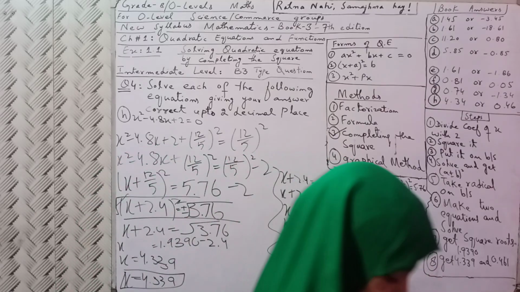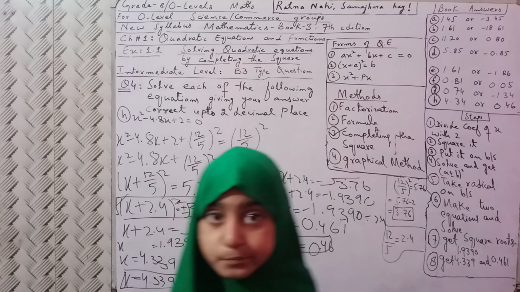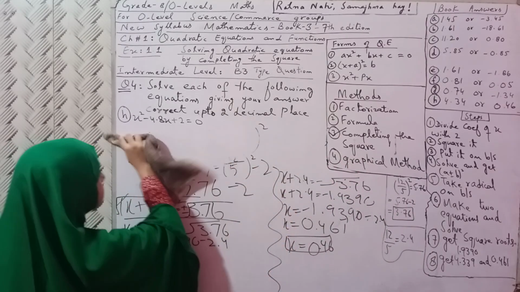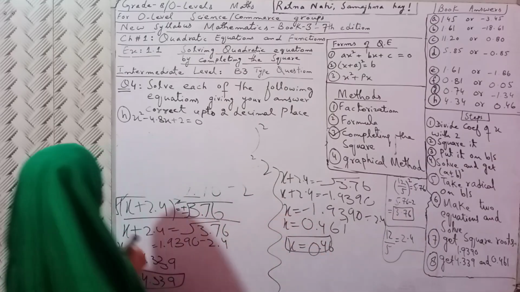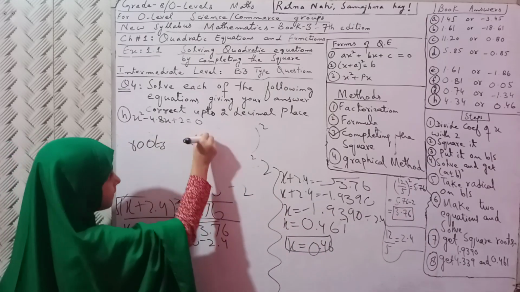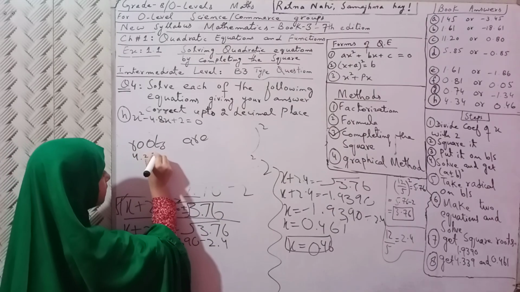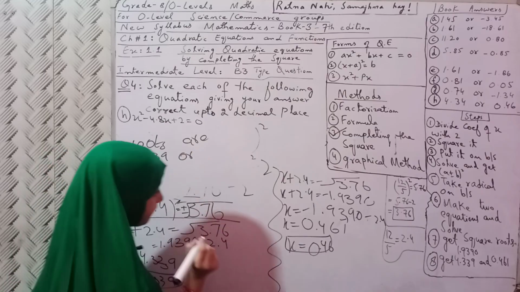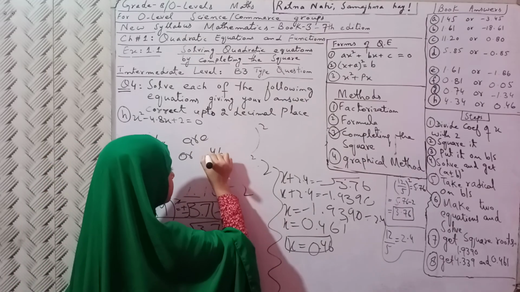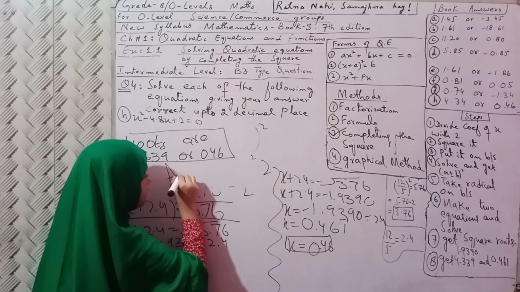So I have no space. That's why I want to remove this and I want to write the roots. So answer will become, so roots are 4.34 or 0.46. And this has become our final answer.